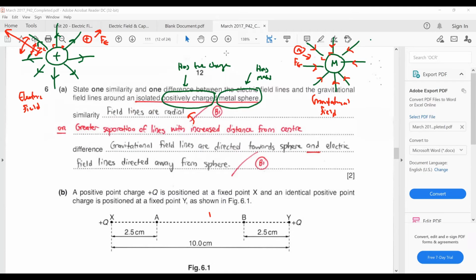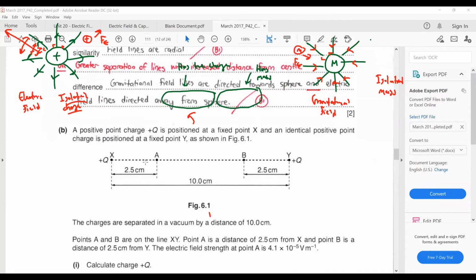Okay. Now this is what we call an isolated charge, isolated mass. This is an isolated charge. This is an isolated mass. There's no other charge nearby it. There's no other mass nearby it. We don't consider the test charge. We don't consider the test mass. Okay. Right, so if this one is okay, then you can look at part B.